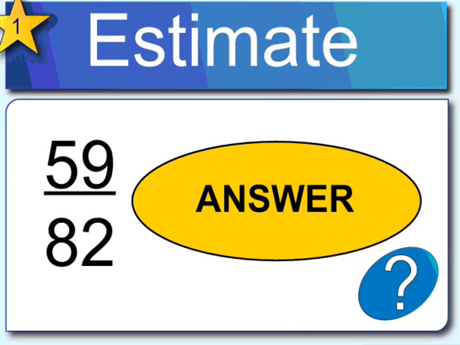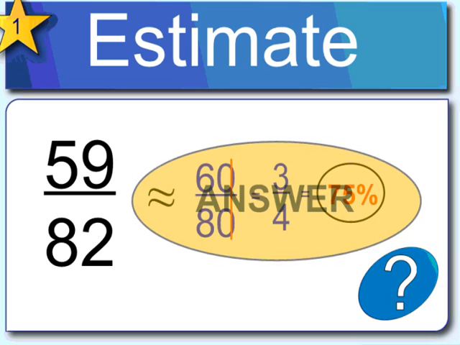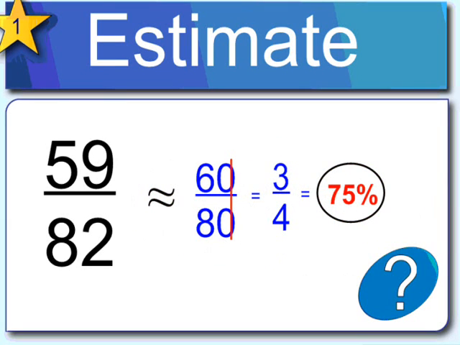So if you were asked to estimate this fraction, what would you round 59 and 82 to? Well, let's look. I'd probably round it to 60/80, and then you can drop the zeros. That would equal 3/4, and that's a real basic fraction. It'd be 75%. So if you were estimating 59 out of 82, let's say that you got 59 out of 82 on a test or a quiz, that'd be about a 75%.